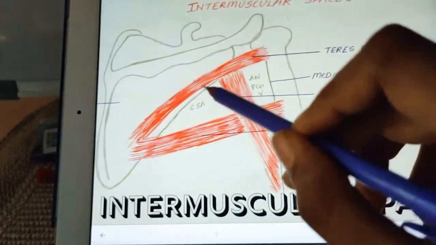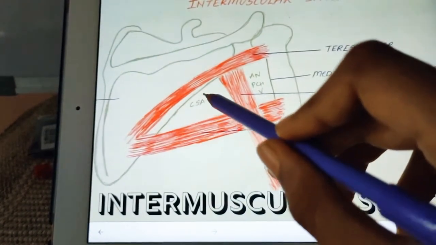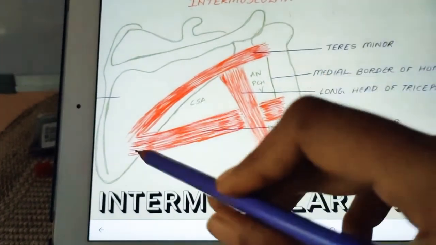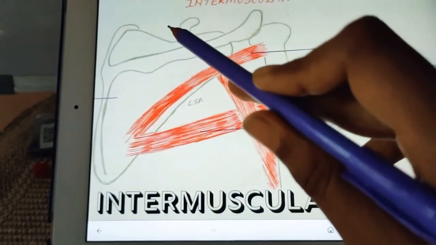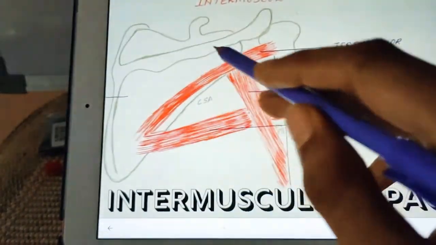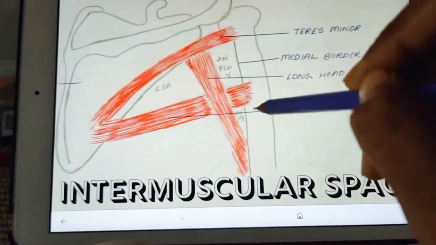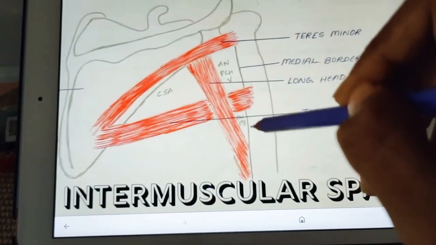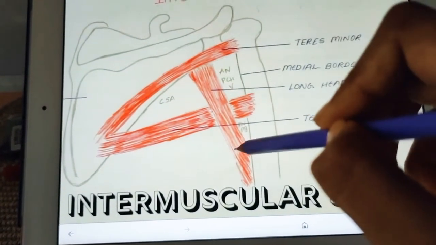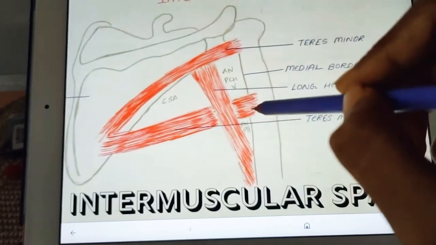The upper triangular space contents are mainly the circumflex scapular artery, because it's near the scapula. It interrupts the origin of teres minor and reaches the infraspinous fossa for anastomosis with the suprascapular artery. We'll see the anastomosis of the scapula in another video. Coming to the lower triangular space, medially you will have the long head of triceps brachii, laterally the medial border of the humerus, and superiorly the teres major.